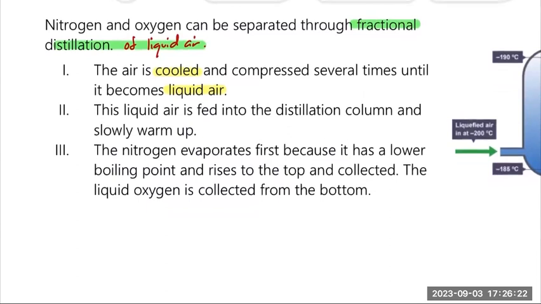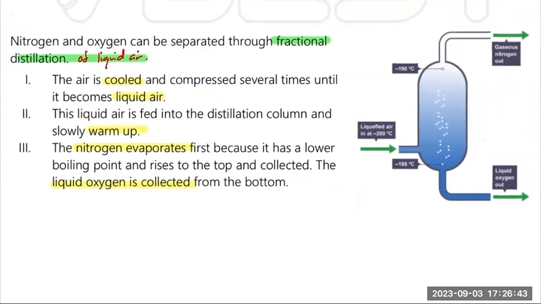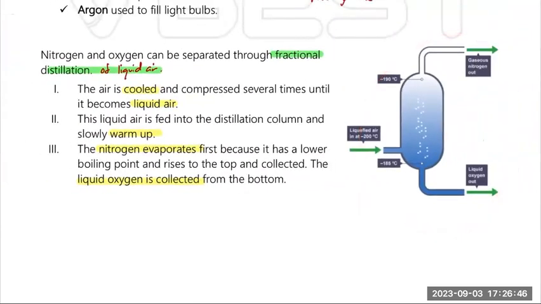Then second step, you slowly warm up, increasing the temperature slowly. Please memorize that nitrogen's boiling point is the lowest, which means oxygen will be collected as a liquid and nitrogen will be off as a gas. Nitrogen is still a gas, but only oxygen will remain as a liquid. And that's how they get pure oxygen and pure nitrogen. They have asked about this for a long time, but it's the industrial steps.